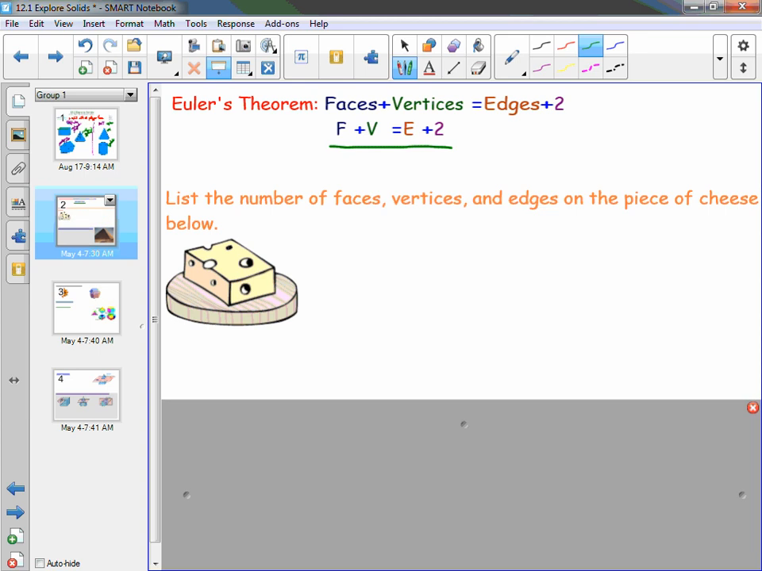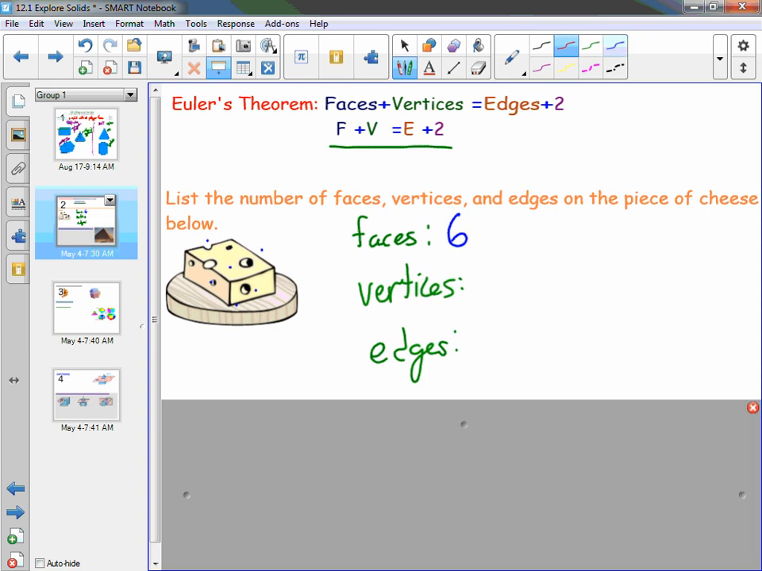So, list the number of faces, vertices, and edges on the piece of cheese. Alright, so faces, vertices, and edges. First of all, what is this shape? It is a rectangular prism. How many faces are on it? Well, there's this side and the back. So that's 2. The front face you see here and the one behind it, as well as the bottom and top, for a total of 6 faces.